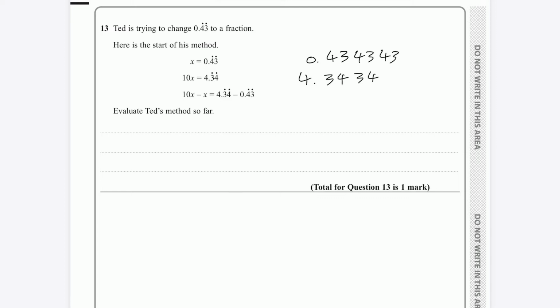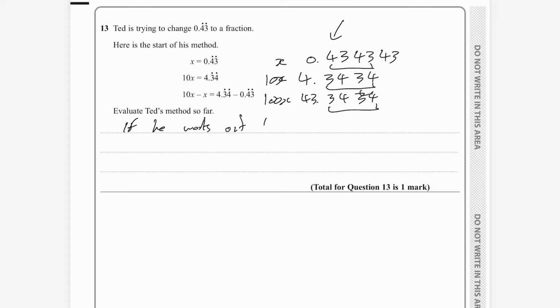And these don't quite match up yet. In order for these to match up, so he's got x and he's got 10x, then he needs to work out 100x, because now the decimals line up and they can cancel each other out. So evaluate his method so far. So again, leaving this here is great, but also just write a statement that if he works out 100x, he can cancel the decimals out.